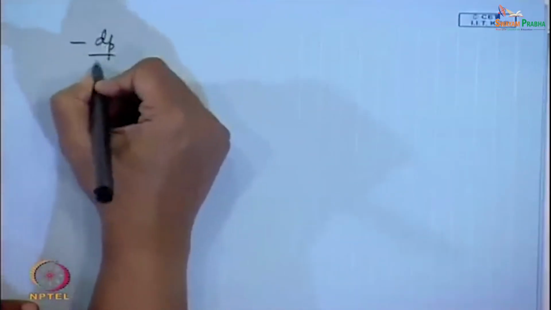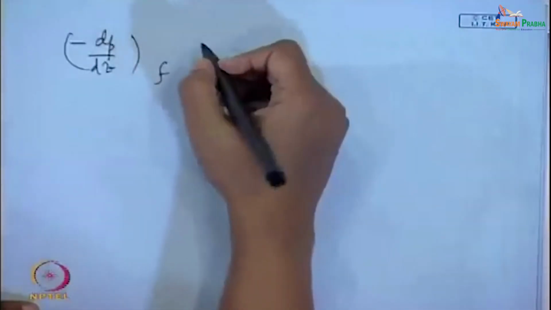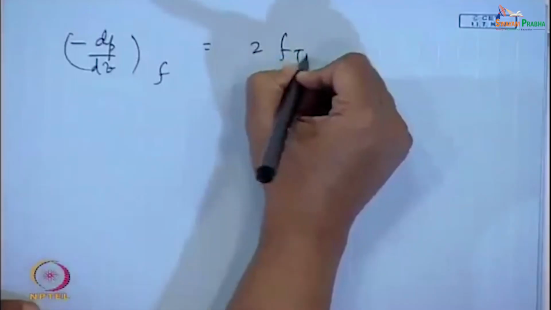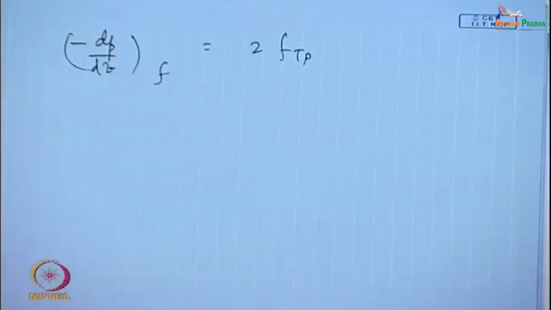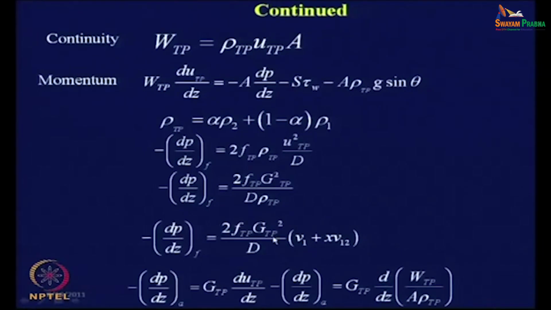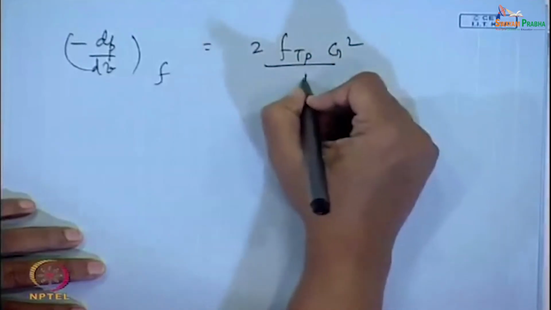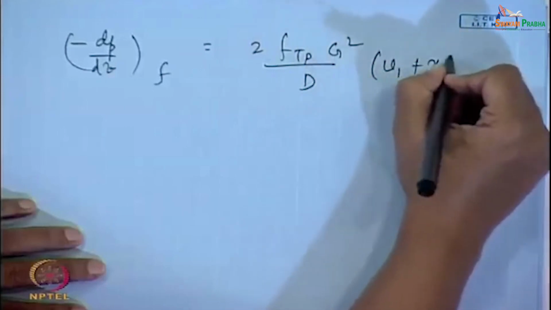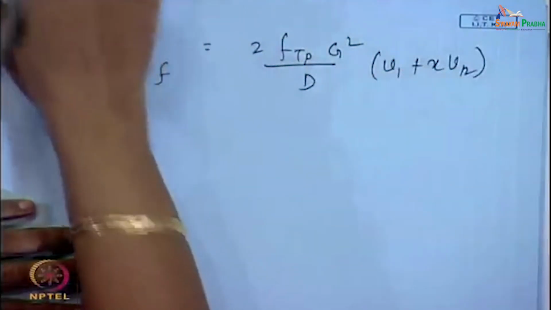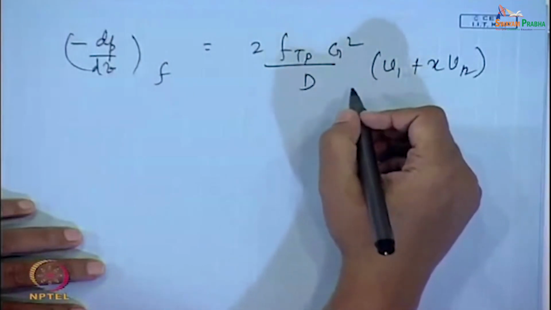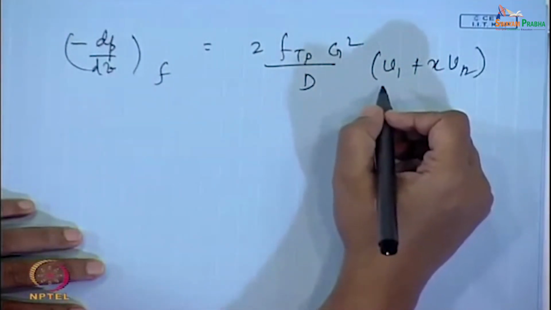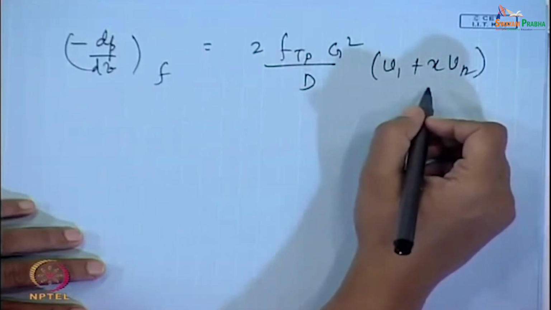So, in this particular case, say suppose we mention dP dz frictional. So, this can be obtained just like we had obtained it earlier, from the expression which is written down here. So, it is 2 f TP G square by d times V1 plus x V12, is not it? So, from this we can obtain your frictional pressure gradient.